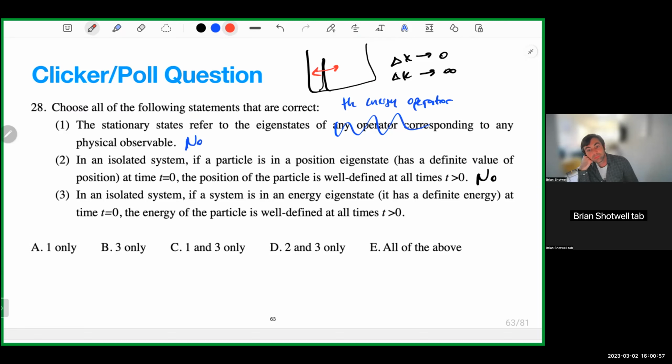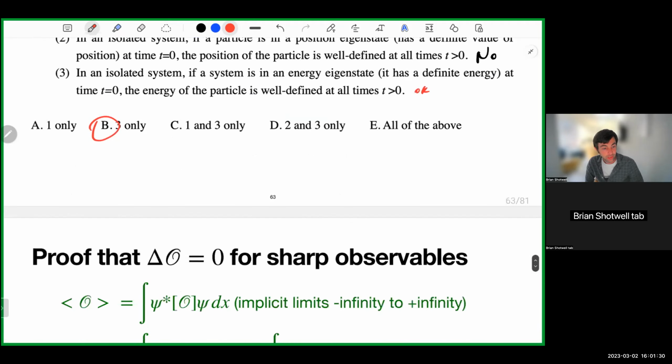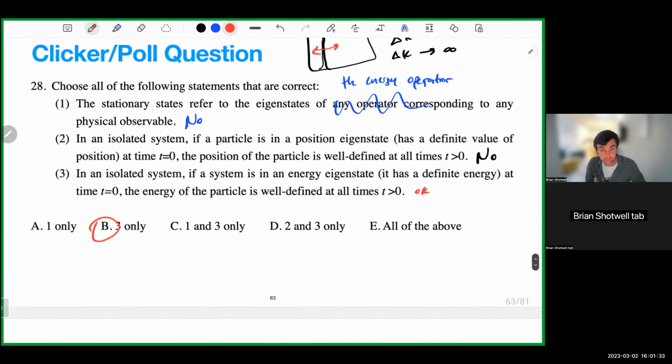This has to do with the time dependent Schrodinger equation, right? The time evolution. What's going to happen at time t greater than 0 follows the time dependent Schrodinger equation, and the time dependent Schrodinger equation is a statement of conservation of energy. So the energy is going to be conserved as long as the system is isolated. So it looks like this is okay. And that's okay, because there's no option for all three being bad. So it looks like 3 is the answer. And that's all we needed to talk about.